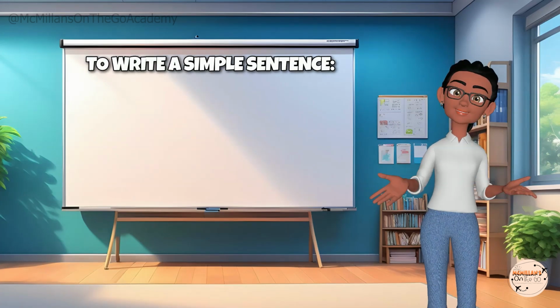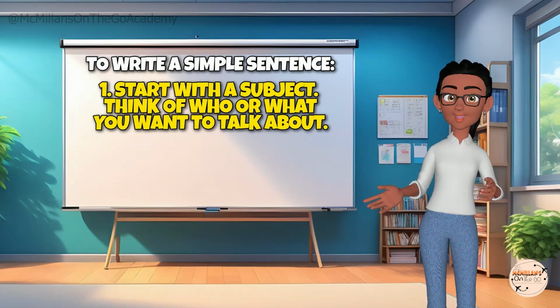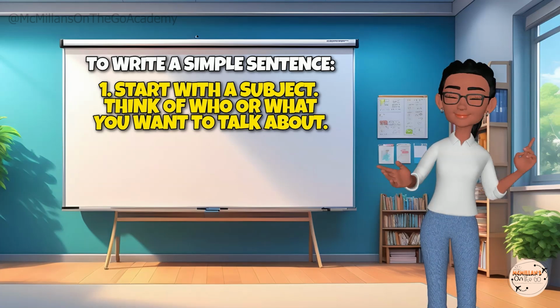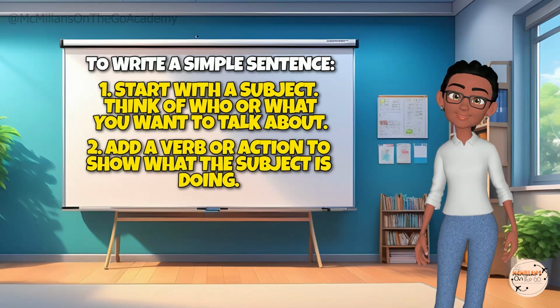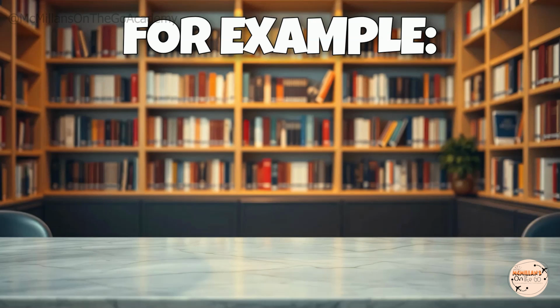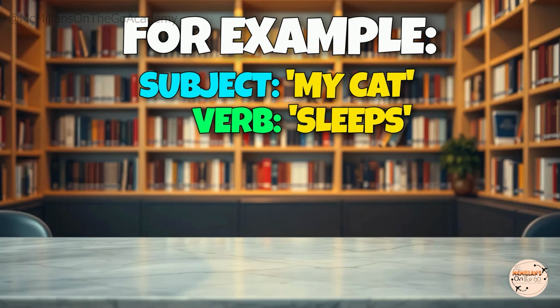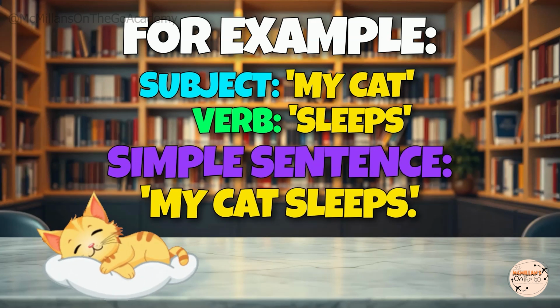To write a simple sentence. 1. Start with a subject. Think of who or what you want to talk about. 2. Add a verb or action to show what the subject is doing. For example, subject, my cat. Verb, sleeps. Simple sentence, my cat sleeps.